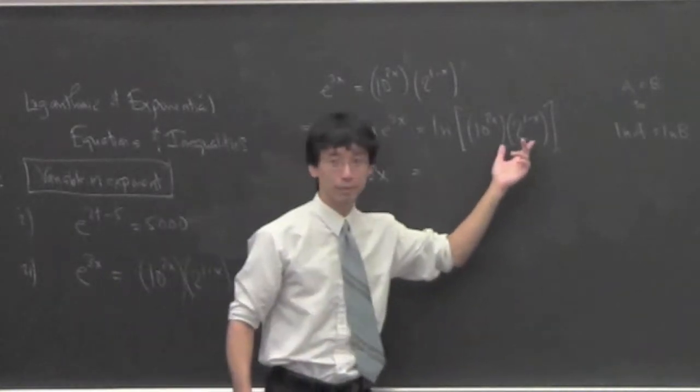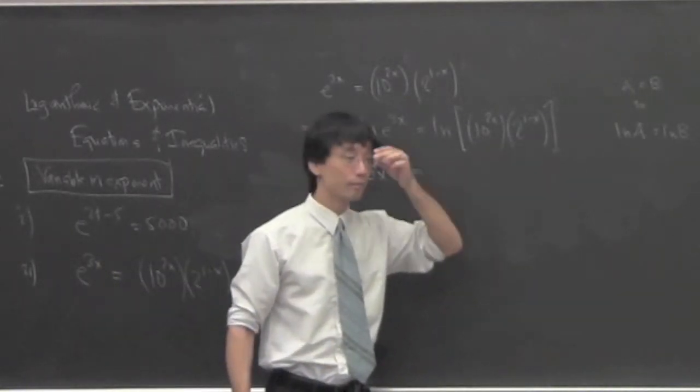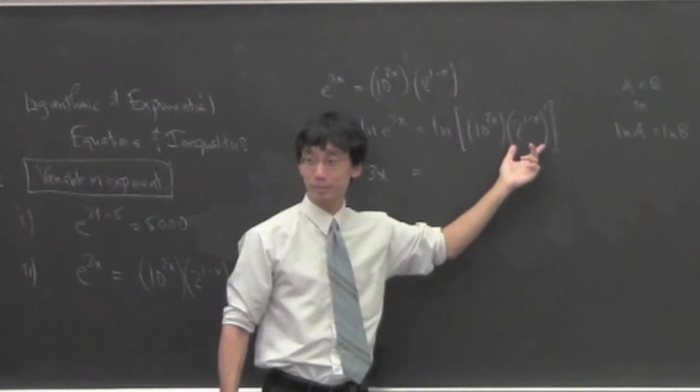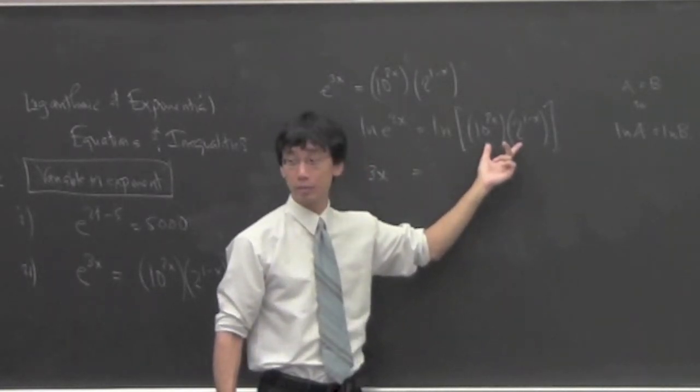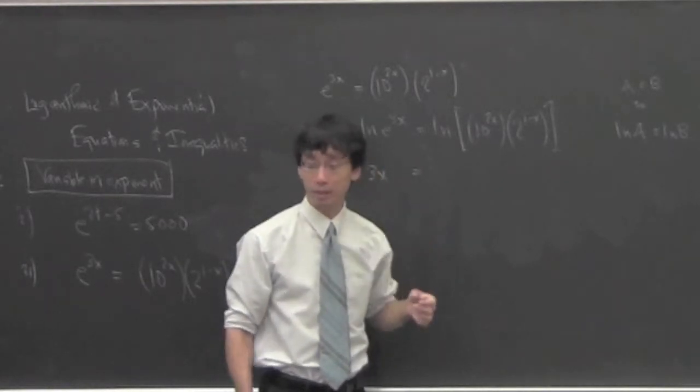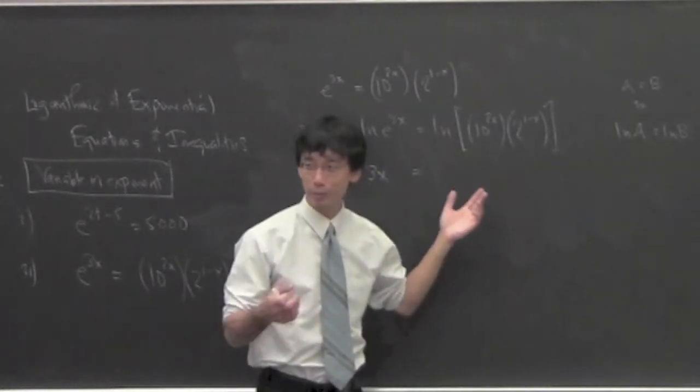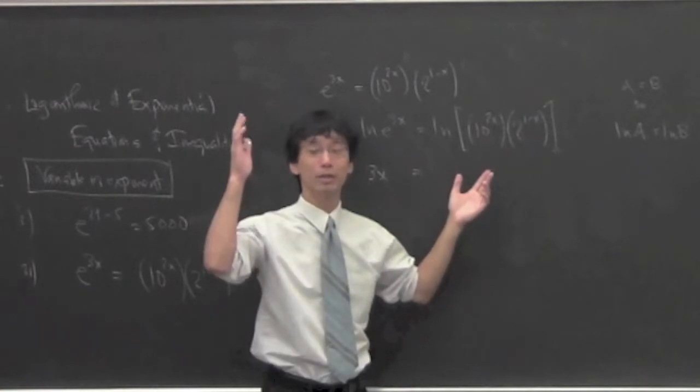And what do we do to the right-hand side? What do we do with the right-hand side? We've got the natural log of this thing. We've got a natural log of the product. Do we know anything? Your neuron should be firing: natural log of the product. What rule would apply?